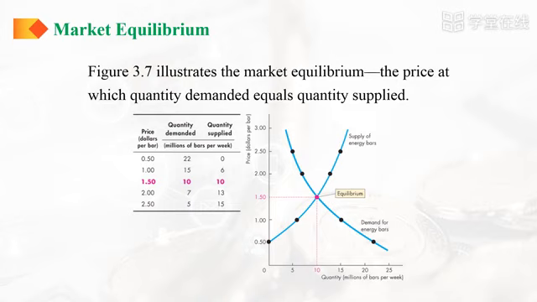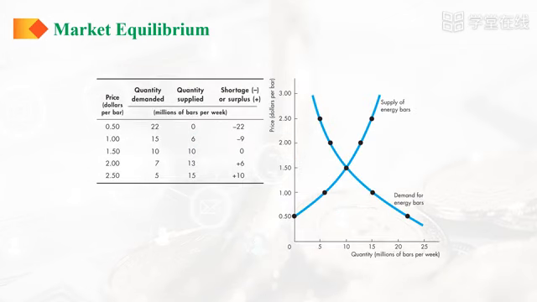If the price is $2.50 a bar, the quantity supplied is 50 million bars a week, but quantity demanded is only 5 million. There is a surplus of 45 million bars a week. Figure 3.7 shows the demand curve and the supply curve intersecting at the equilibrium price of $1.50 a bar.